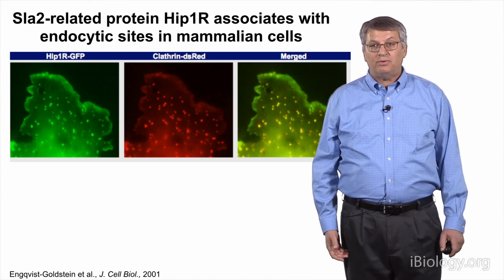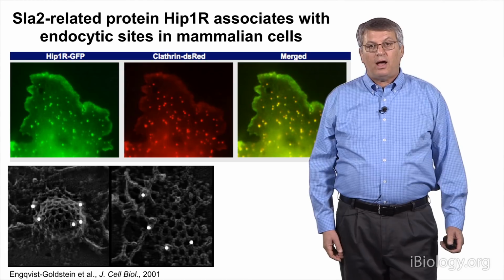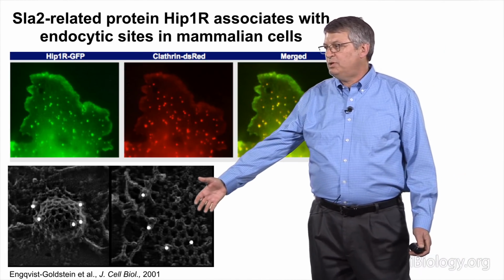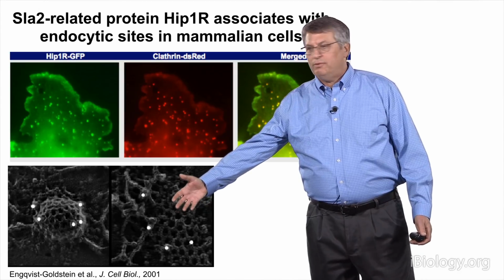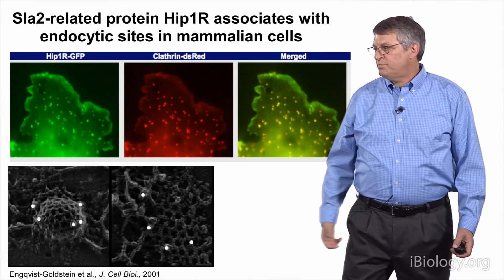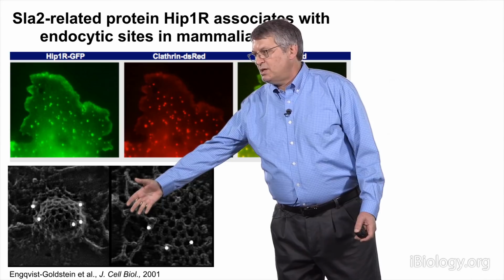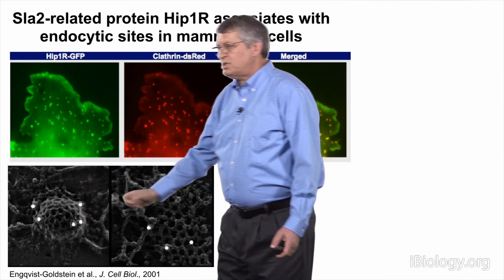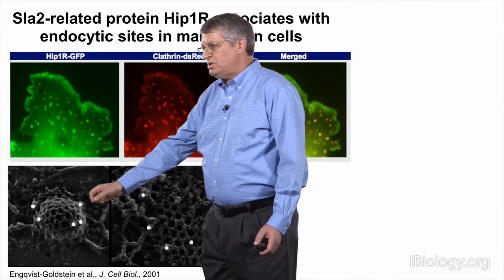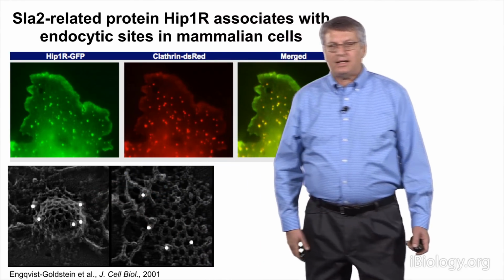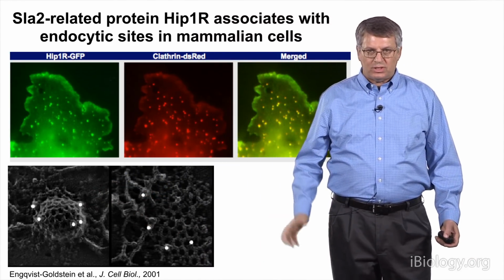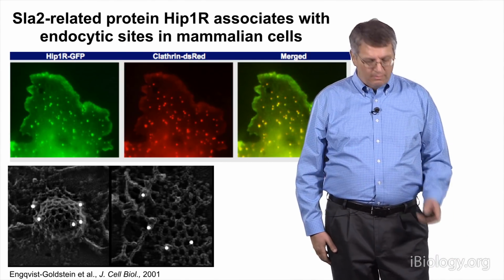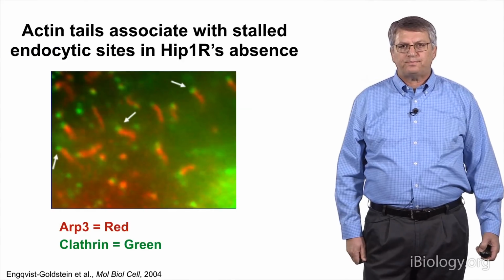We also collaborated with the lab of John Heuser and produced these beautiful electron micrographs, shown by immunogold staining. Here the gold is revealed by these white dots, showing that HIP1R is located in association with these Clathrin coats, and it often appears at junctions between the coats and actin cables, as though it's perhaps mediating interactions of the actin cytoskeleton with the Clathrin coat.